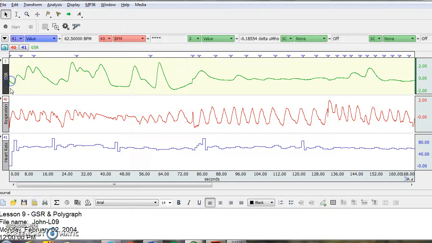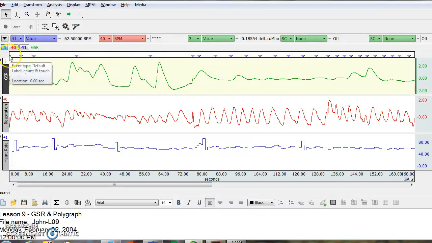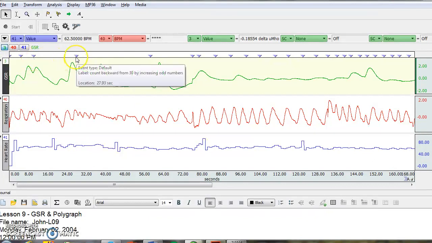So, what you're going to do is that if you did the activity and you did the marks, you have these marks where you did each thing. So this one should be you gave your name. This one should be you were counting to 10. This one you were counting from 30, and so forth. And it should be telling you where they are as well.